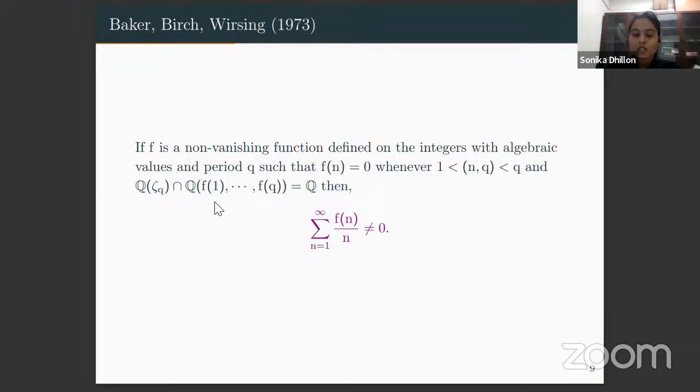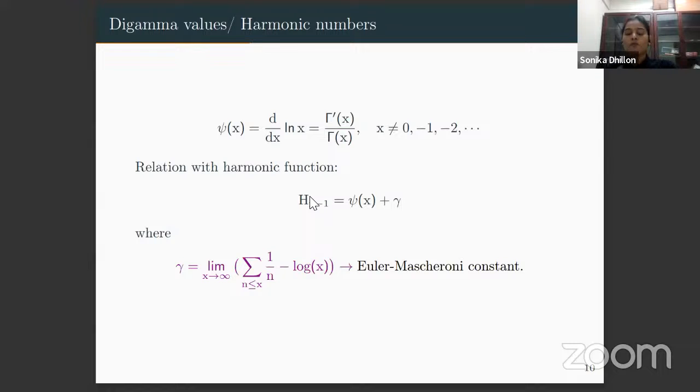So can we find some other sufficient conditions? Suppose their intersection is some bigger field instead of the field of rational numbers, then what happens? Now, before going to these results, we'll start with the digamma function, because we are interested in finding the non-vanishing of L-functions.